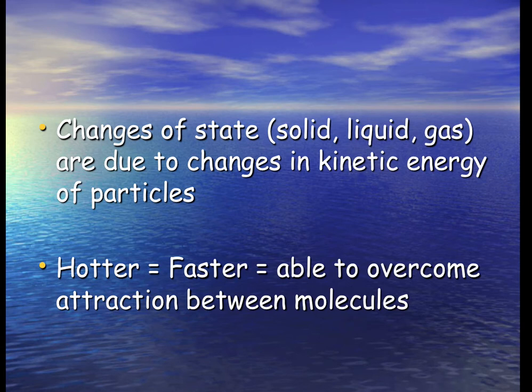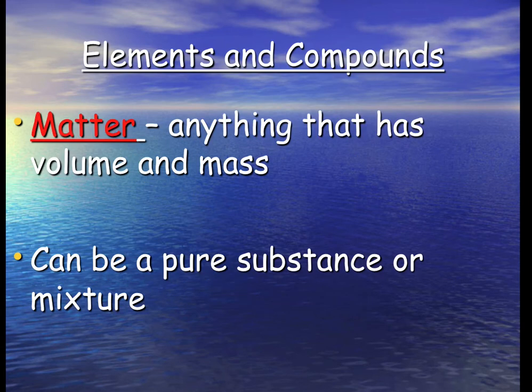So what is matter actually made of? All matter is made up of elements or compounds, if we're talking about pure matter. And matter is anything that has volume and mass. So anything that takes up space and has mass is considered matter. Therefore, light or fire is not really something that we would say is matter, that is energy. We can have pure substances or mixtures. So we're going to focus on the pure substances first with elements and compounds.